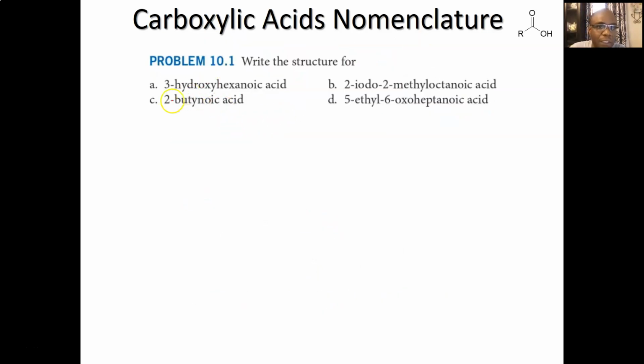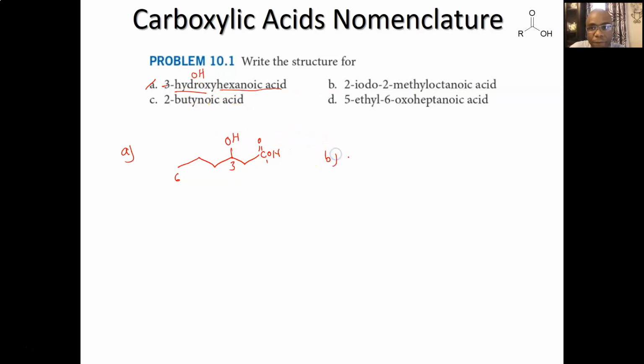So let's practice and write these structures. So A, 3-hydroxyhexanoic acid. So where would I start? I'll start with the parent name, hexanoic acid, meaning I have 6 carbons, including the carbon of the carboxyl group. 1, 2, 3, 4, 5, 6. Those are my 6 carbons. Starting from here, this will be carbon 6. Okay? And then the hydroxy implies OH on the 3rd carbon. So 1, 2, 3. The OH will be on the 3rd carbon. And that takes care of A.